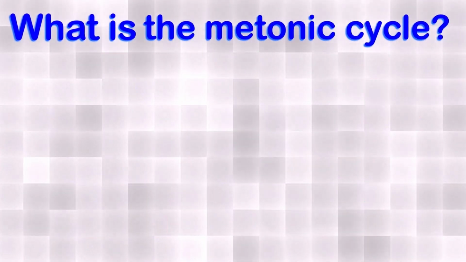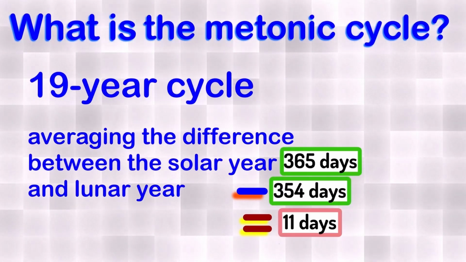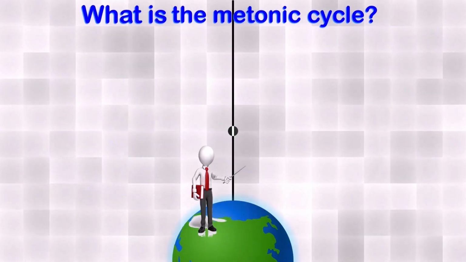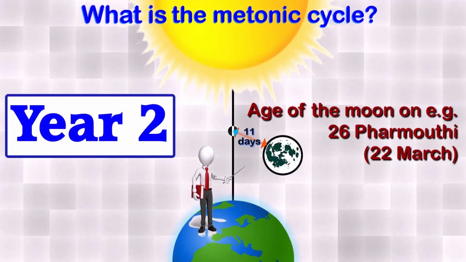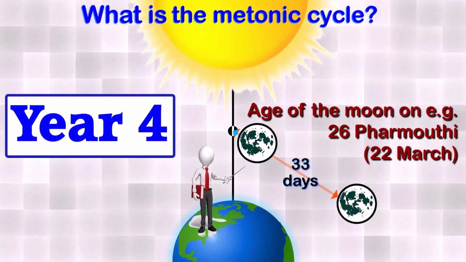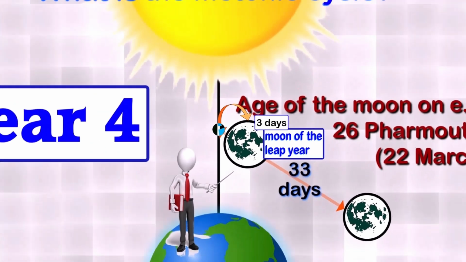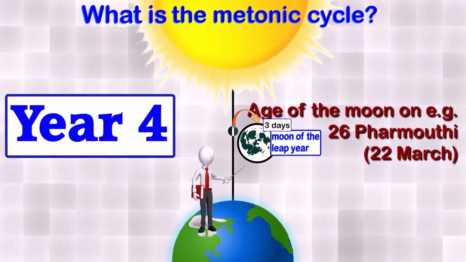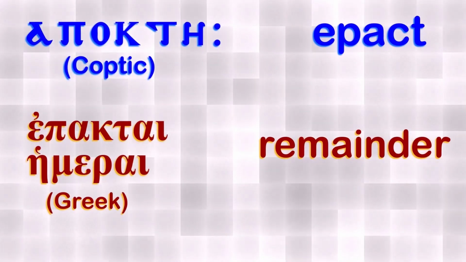The Metonic cycle is a 19-year cycle that accounts for the average drift of the solar year from the lunar year, as it was observed that by the first year, the age of the moon is such an age on the 26th of Farmothi or the 22nd of March. On average, the lunar year is 11 days shorter than the solar year, and that's why the number 11 is used, so that it attempts to approximate both the lunar and solar years in the equation. Not forgetting to say that the Apocty is the Coptic word for epact, which means remainder.